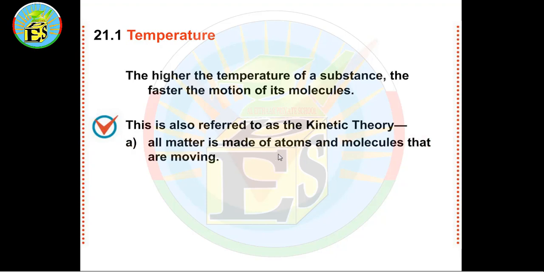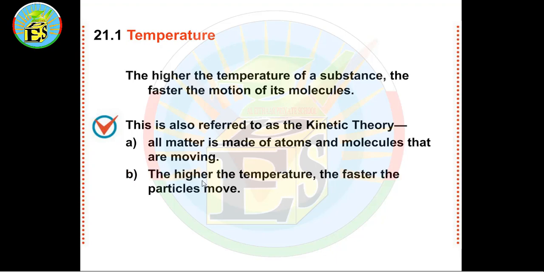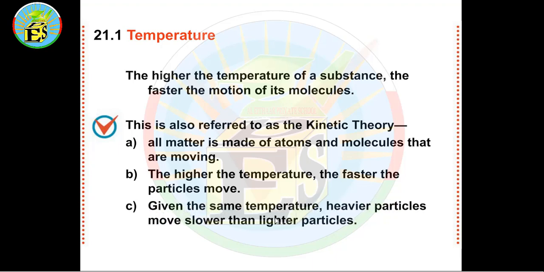is that all matter is made of atoms and molecules that are continuously moving. The higher the temperature, the faster the particles move. At the same temperature, the heavier particles move slower than lighter particles.